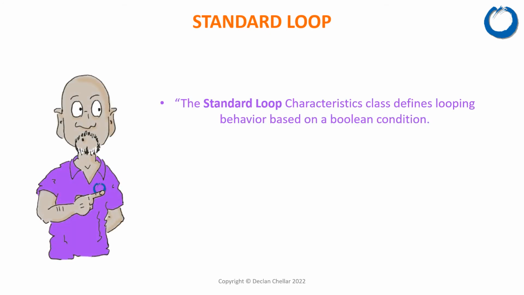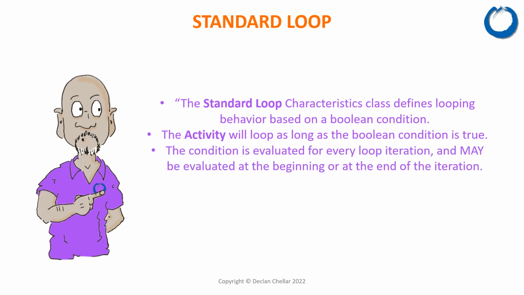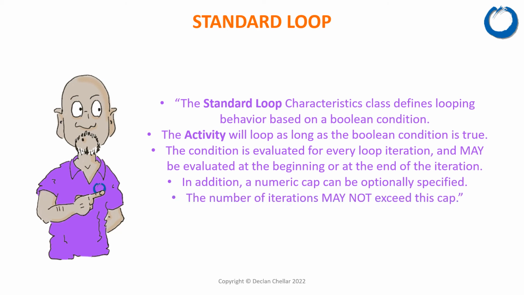The standard loop characteristics class defines looping behavior based on a Boolean condition. The activity will loop as long as the Boolean condition is true. The condition is evaluated for every loop iteration and may be evaluated at the beginning or at the end of the iteration. In addition, a numeric cap can be optionally specified. The number of iterations may not exceed this cap.